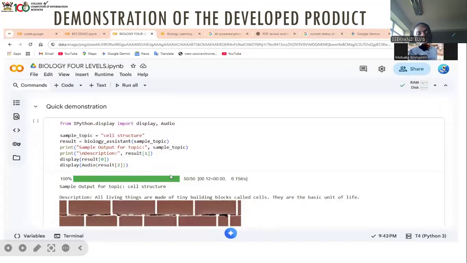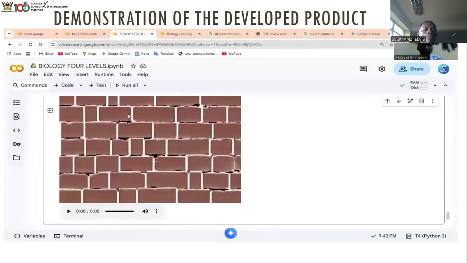They're made of tiny building blocks called cells. They are the basic unit of life.